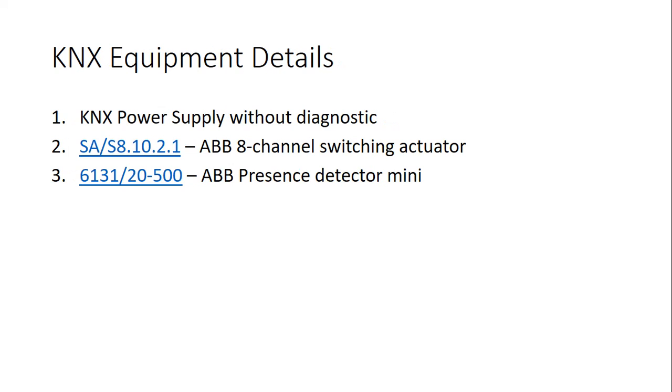So what I'm using here is a KNX ABB 8-channel switch actuator. It doesn't matter because I need only 3 channels of it. And I'm using the ABB PIR, 6131-2500. Okay, let's go to the ETS programming.